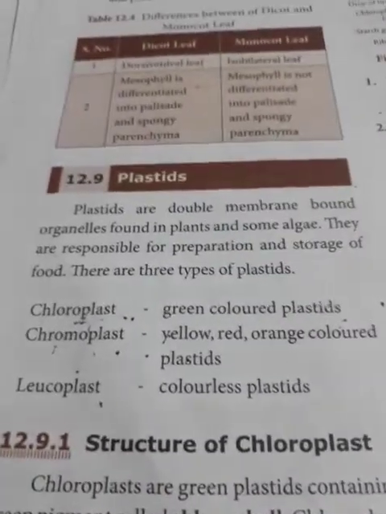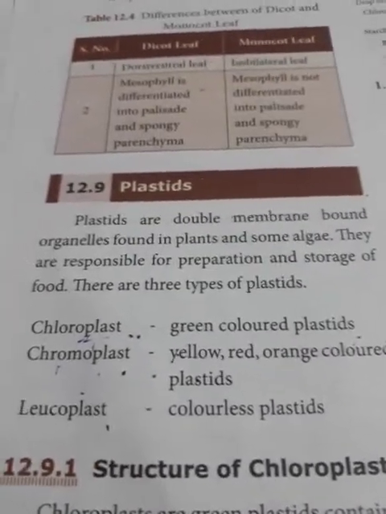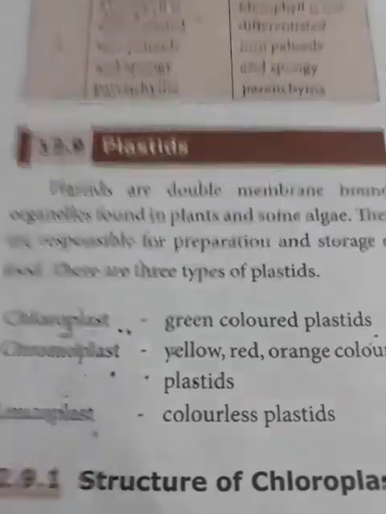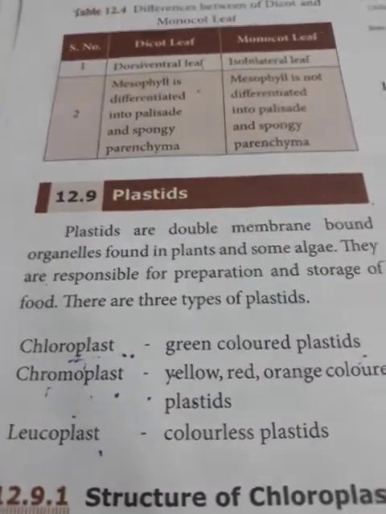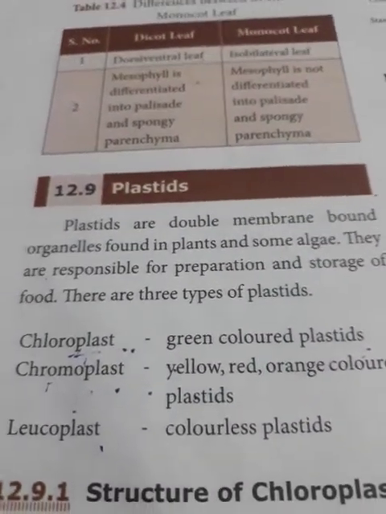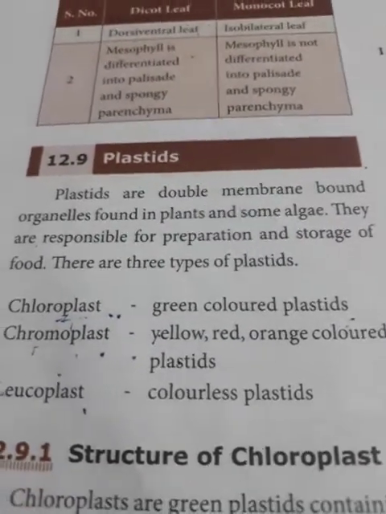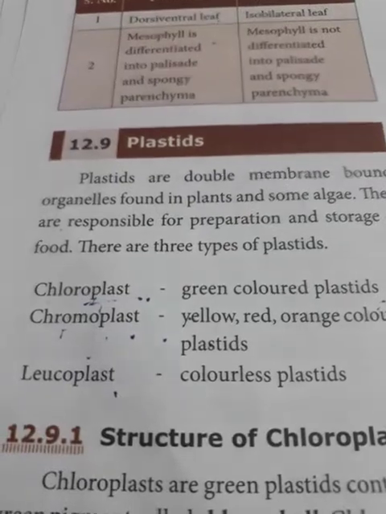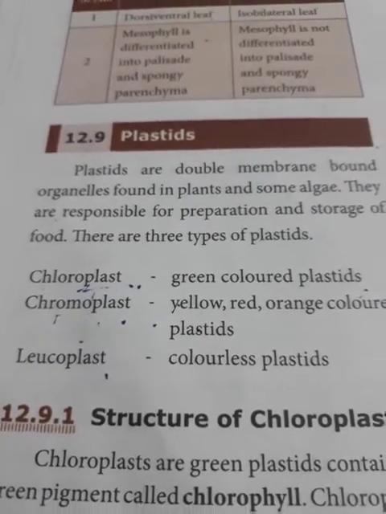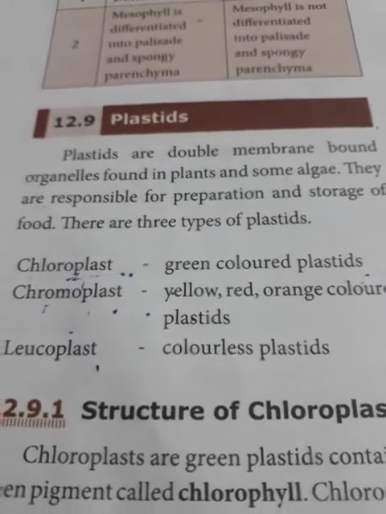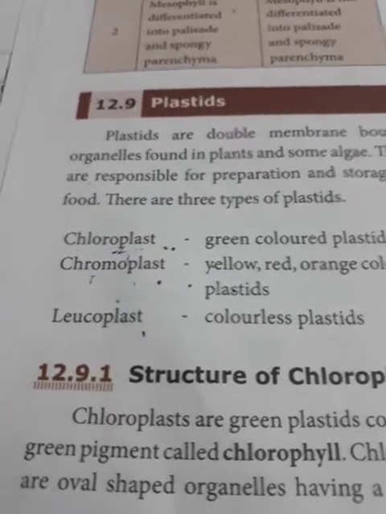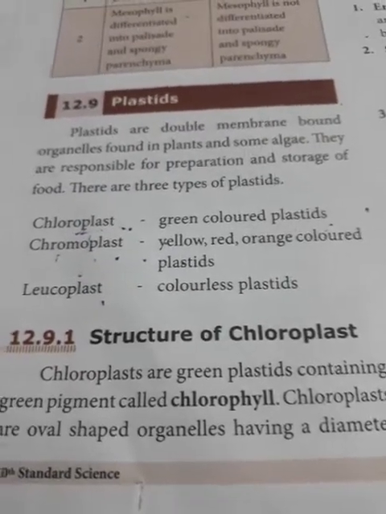Okay, good morning, children. Already we have discussed what we mean by plastids. It's nothing but the double membrane bound organelles found in green plants and in some algae. They are responsible for the preparation and storage of food materials. There are three types of plastids and definition also we have discussed. Now we are going to discuss about the structure of chloroplasts.